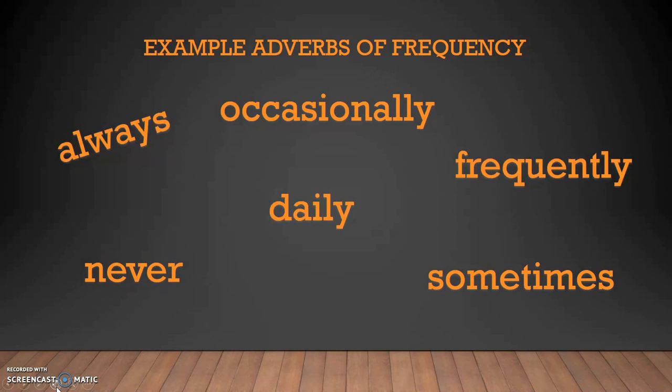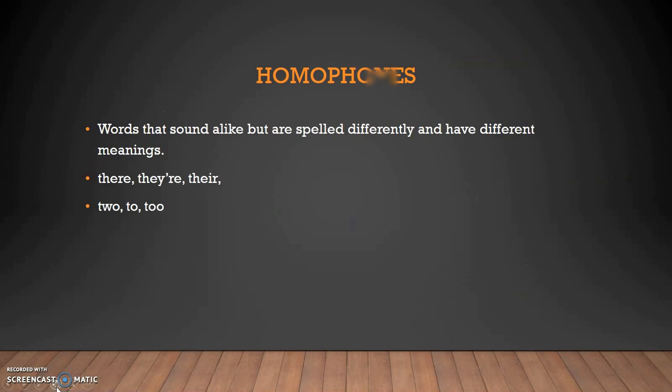Example adverbs of frequency are always, occasionally, frequently, sometimes, daily, and never. Remember, they answer the question, when or how often does it happen? Homophones, again, are words that sound alike but are spelled differently and have different meanings. Examples are there, T-H-E-R-E, they're, T-H-E-Y apostrophe R-E, and their, T-H-E-I-R. They're all pronounced the same, but they all have different meanings.